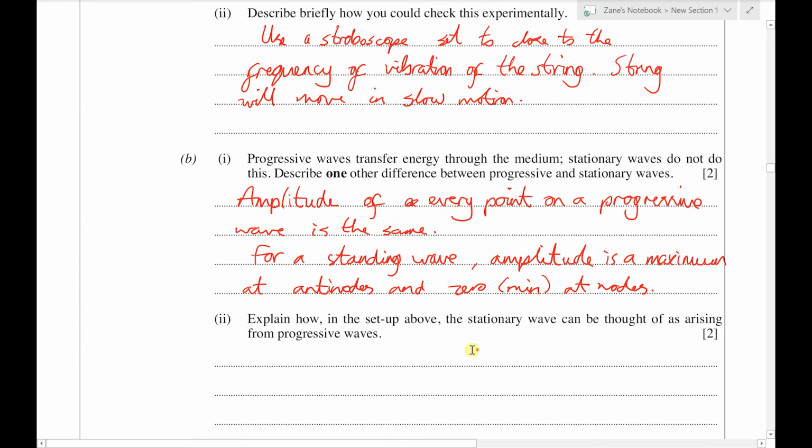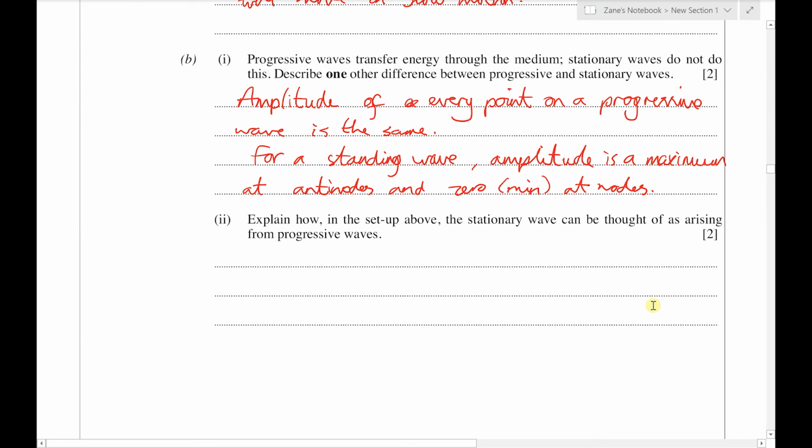Okay, next we're going to explain how in the above setup the stationary wave can be thought of as arising from progressive waves. This is a very common type of question, and the basic idea is that we need two identical waves travelling through each other in opposite directions, and that's brought about by the waves reflecting at both ends here. So what we get is simply that we have interference between the incident and the reflected waves.